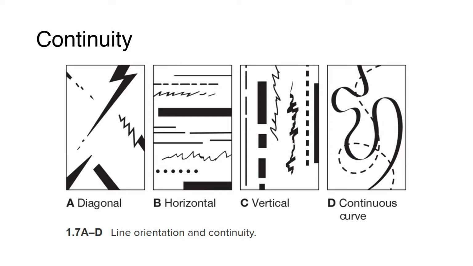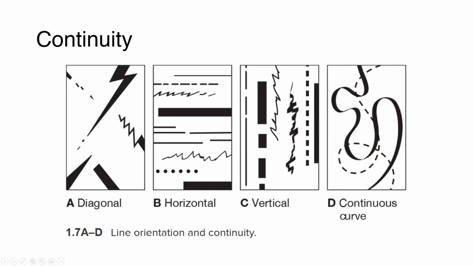So continuity or linear flow can enhance direction, as we saw at Géricault's The Raft of the Medusa. So example D right here shows that continuous lines tend to generate a stronger sense of direction than broken and jagged lines, which is right over here.